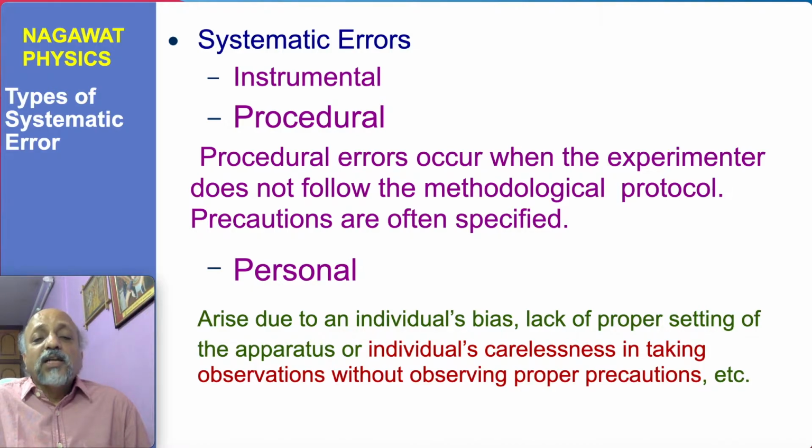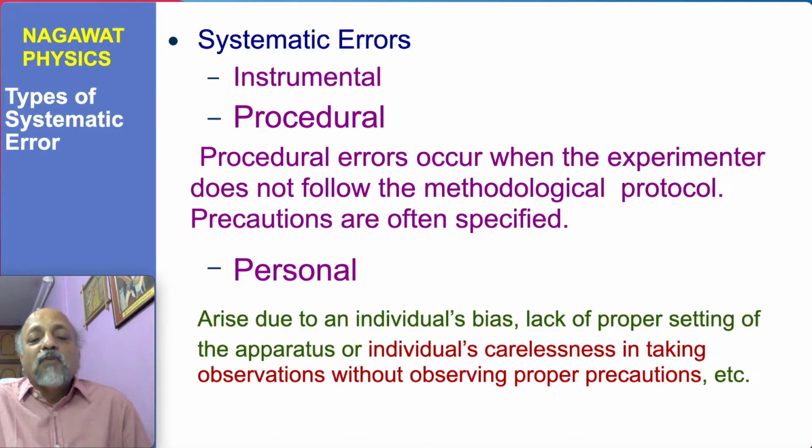Then there are certain errors which are neither because of the instrument nor because of the procedure, but because of the person who is making the measurement. They arise due to an individual's bias, lack of proper setting of the apparatus, or individual carelessness in making or reading observations without observing proper precautions. There can be many reasons for personal error.